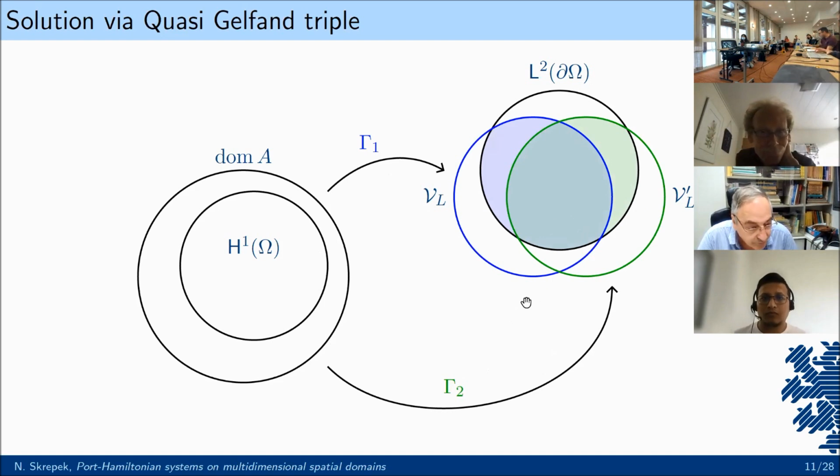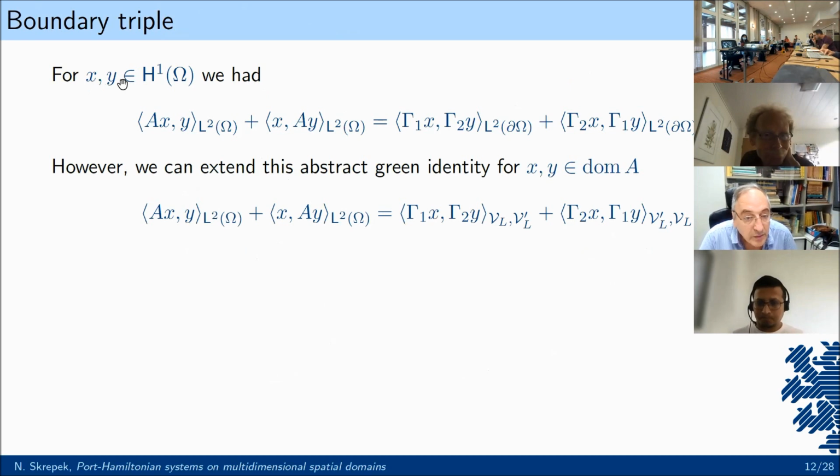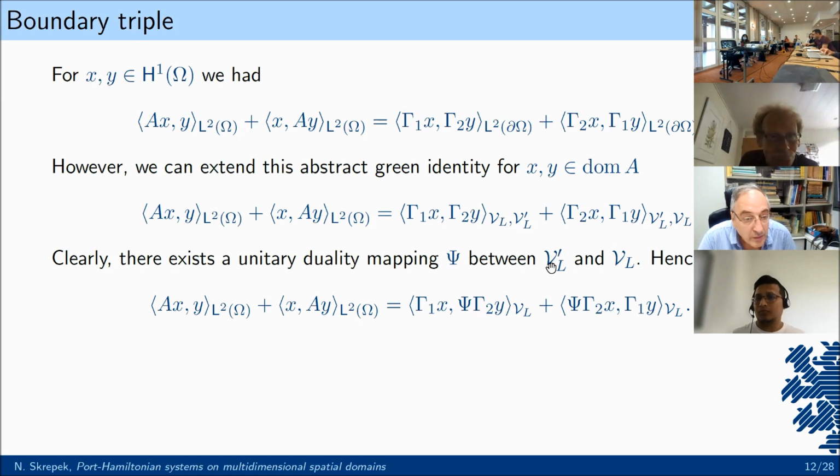So now we can extend our mappings, and we can rewrite the abstract Green identity within these new spaces. We can extend this from X, Y in H1 to X, Y in the domain of A, and we have to pay the price. We have here the duality instead of an inner product, but we can also fix this by using the duality mapping between the dual spaces. This is already enough to characterize dissipative boundary conditions, but there is one fly in the ointment.